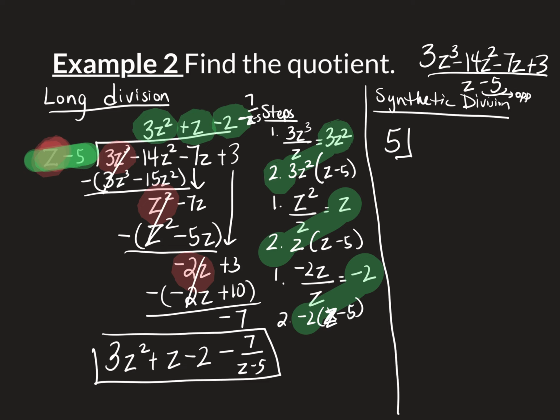Then the next thing you do is take every coefficient and put it in a straight line beside that 5. So coefficient of 3, 3z cubed, minus 14z squared, minus 7z plus 3. Then you skip a line. So here is a blank line to put numbers. And then you put a vertical bar here to separate the quotient from the remainder.